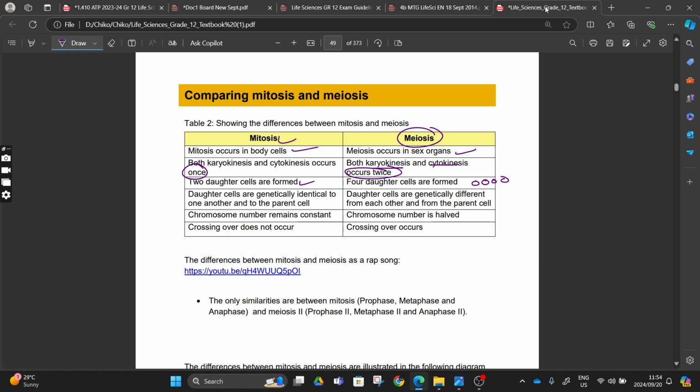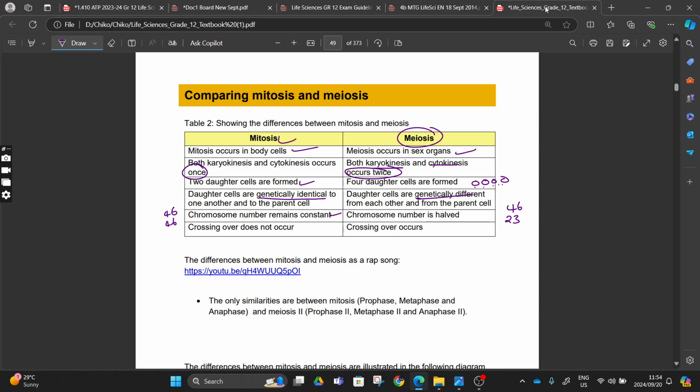In mitosis the daughter cells are genetically identical, but in meiosis they are genetically different. All four of them carry different genetic material. In mitosis the chromosome number remains constant. If we start with 46 chromosomes, we also end with 46 chromosomes. But in meiosis that is not the case. The chromosome number is halved. We start with 46 chromosomes and end up with 23 chromosomes.